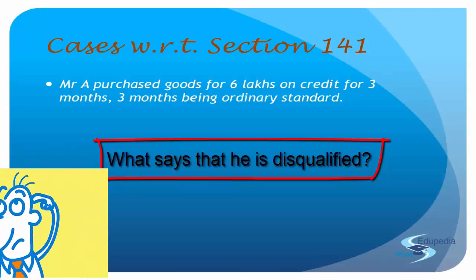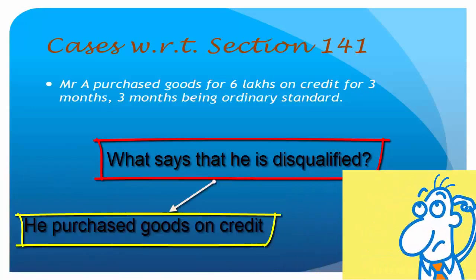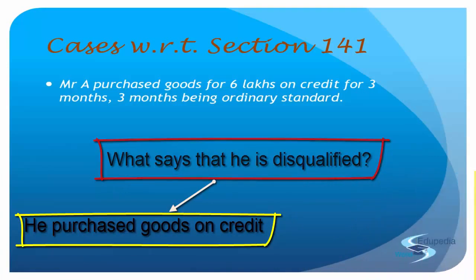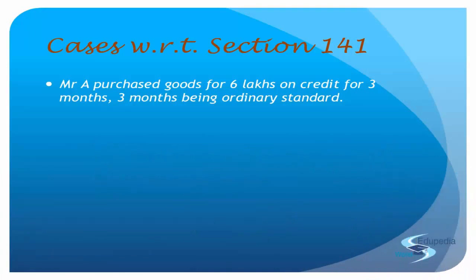So what says that he is disqualified is that he purchased goods on credit, right? And from the same company. So that is what attracts indebtedness towards the auditor, right? So understand one thing. It is not about the transaction that he has done, right?